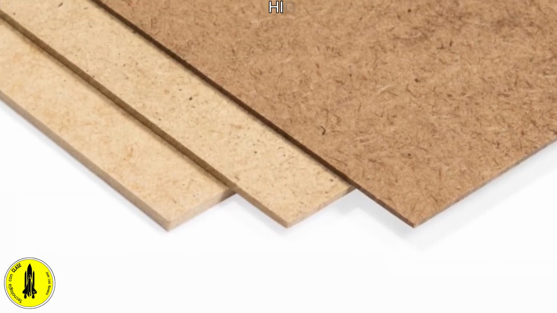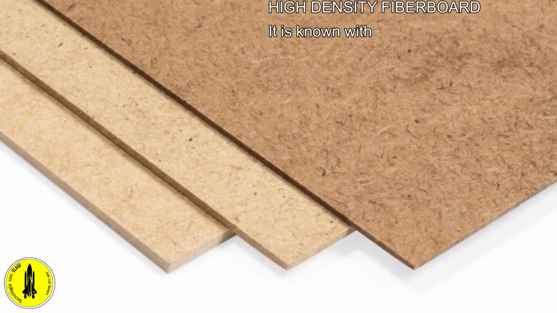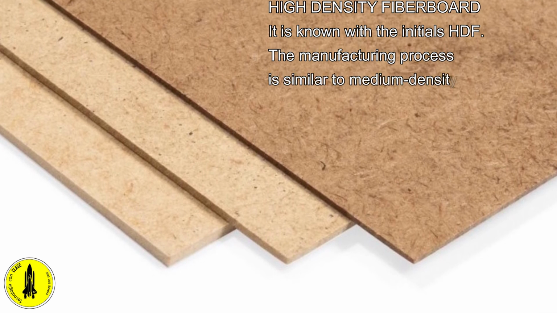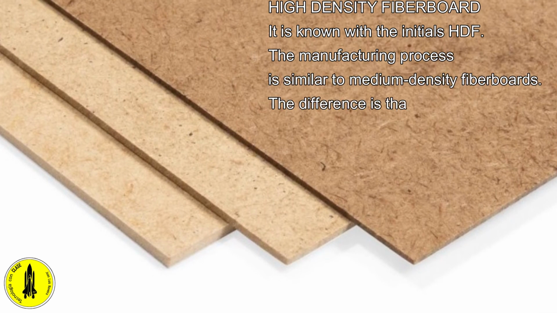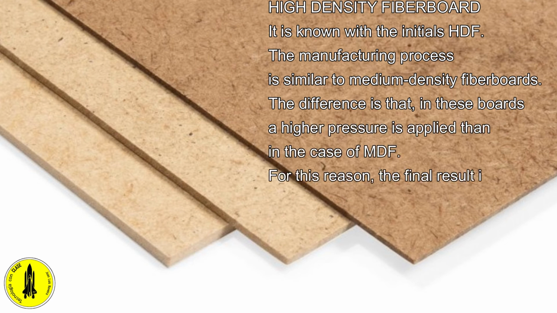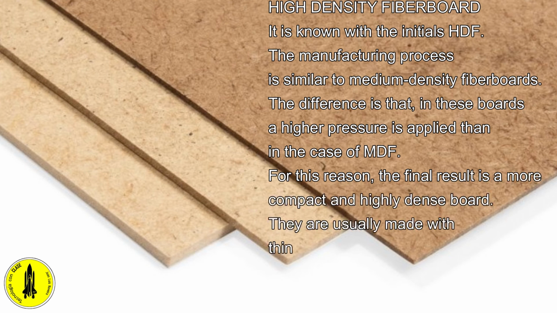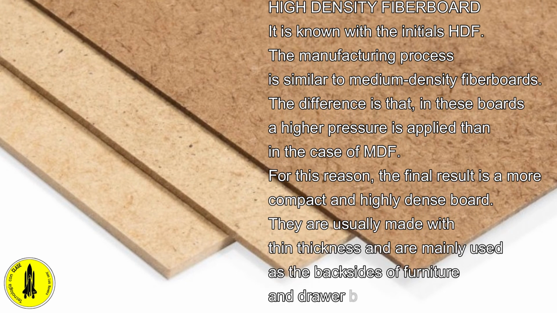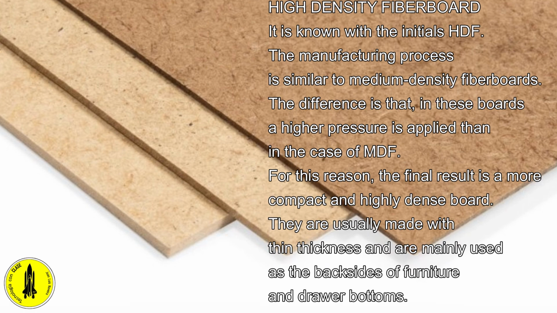High density fiberboard. It is known with the initials HDF. The manufacturing process is similar to medium density fiberboards. The difference is that in these boards a higher pressure is applied than in the case of MDF. For this reason, the final result is a more compact and highly dense board. They are usually made with thin thickness and are mainly used as the backsides of furniture and drawer bottoms.